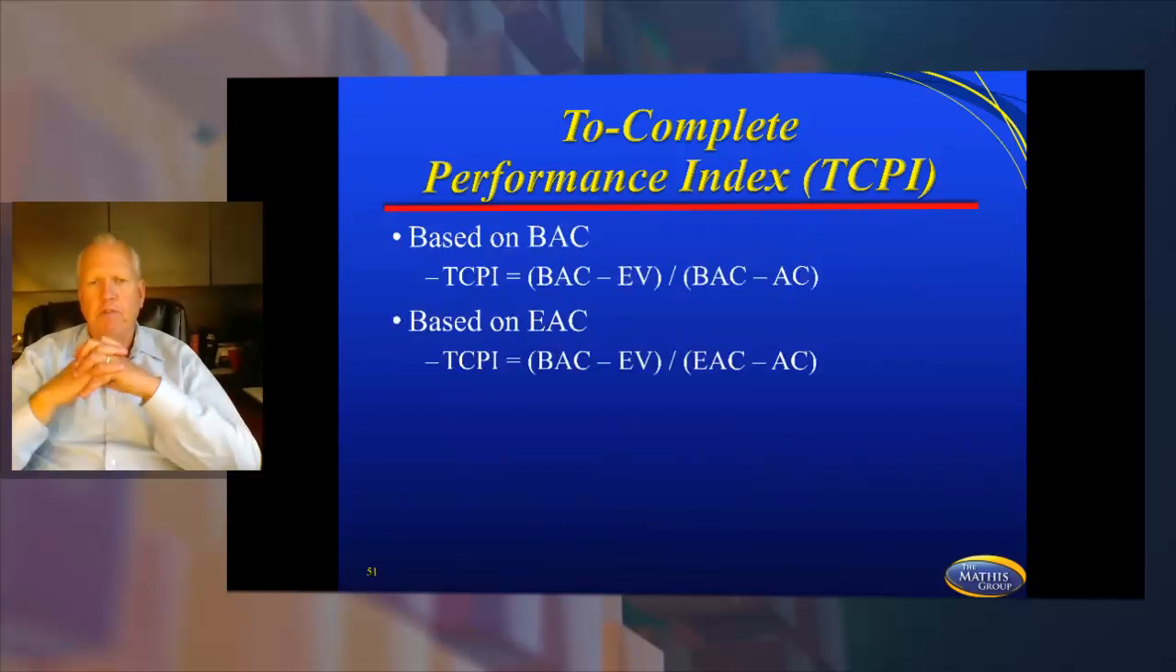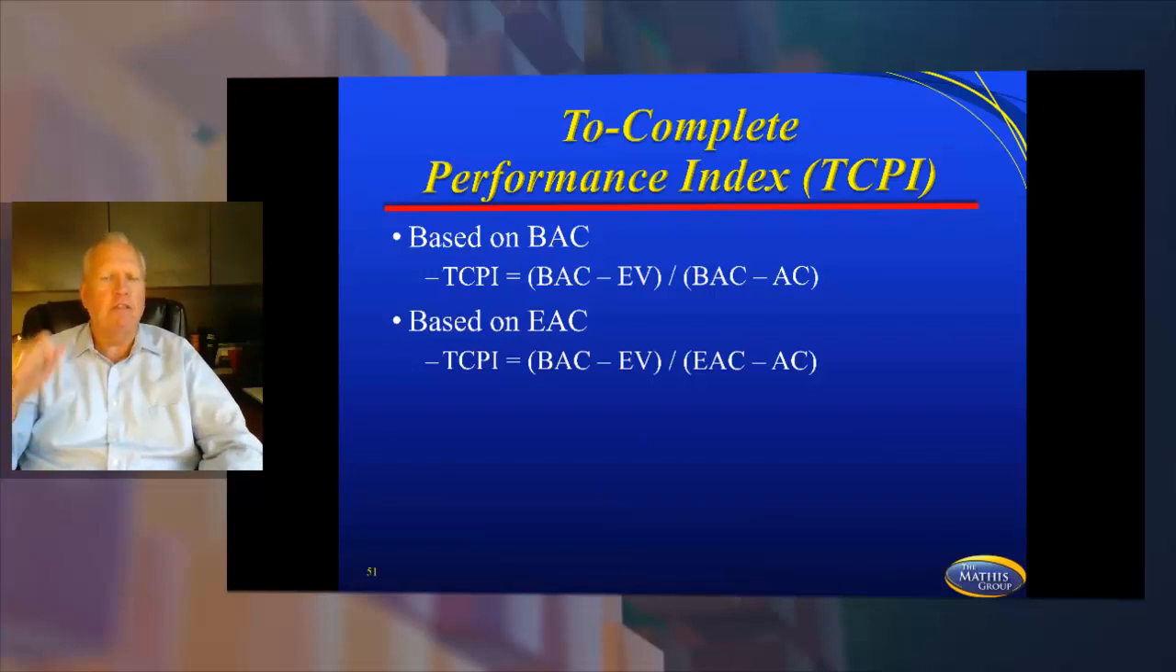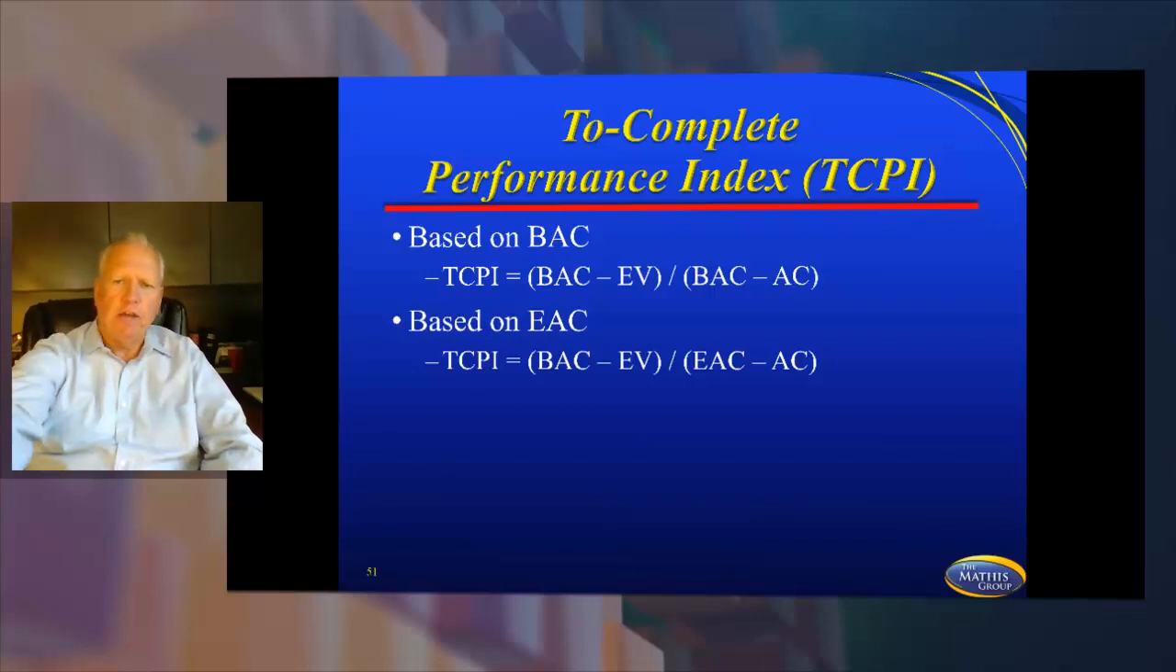You have two formulas for To Complete Performance Index. One is going to be based on the BAC, the other is based on the EAC. Now here's what I would do on the test. I would use the BAC by default unless the characteristic in that scenario is that this project's losing huge amounts of money. Then I would go to EAC. But most of the time, the BAC is the best answer that's going to be on there. If it's just having a few bumps here or there, but if it's bleeding money, go to the EAC, okay? Now let me show you how this works.